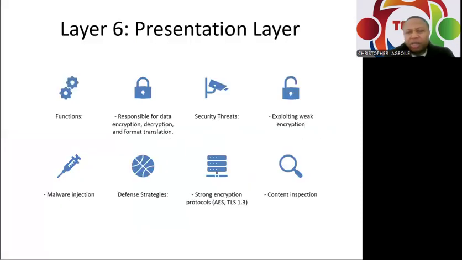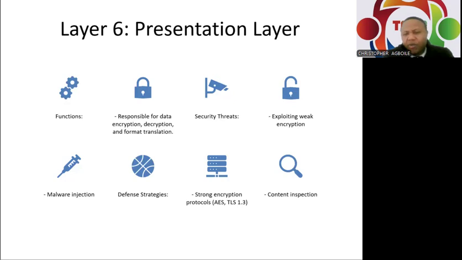Then we now talk about common attacks on the presentation layer. Remember, the presentation layer is responsible for data translation, compression, and encryption or decryption. It ensures that data is in a usable format for the application layer. Now, the common attack here is weak encryption exploitation.